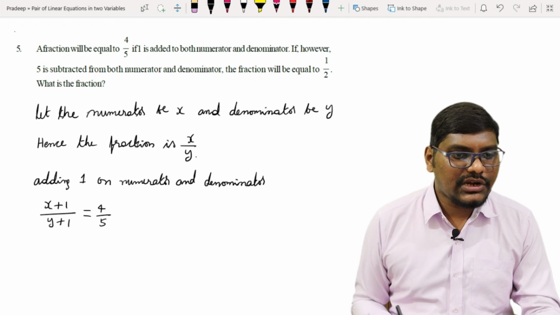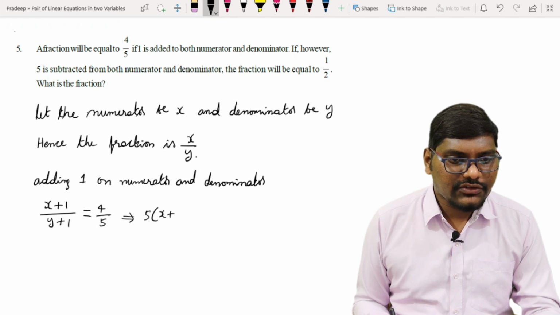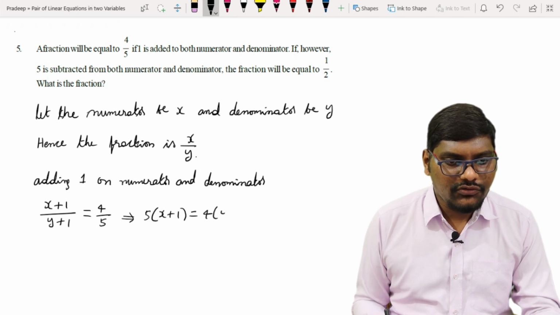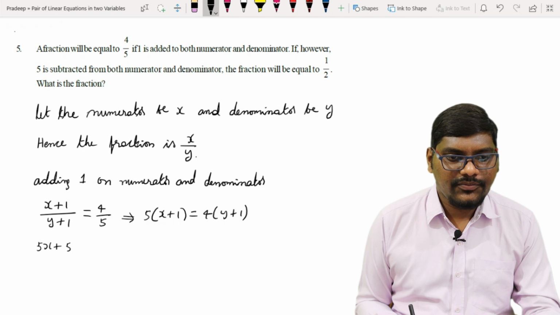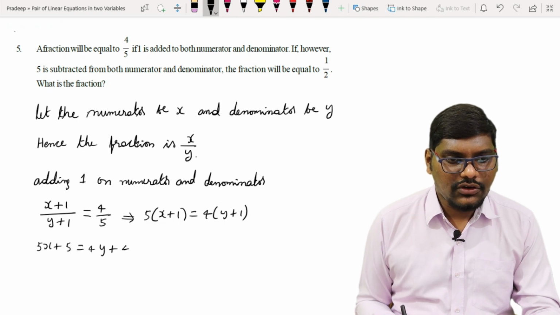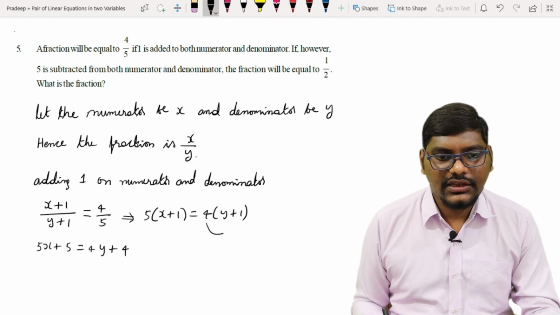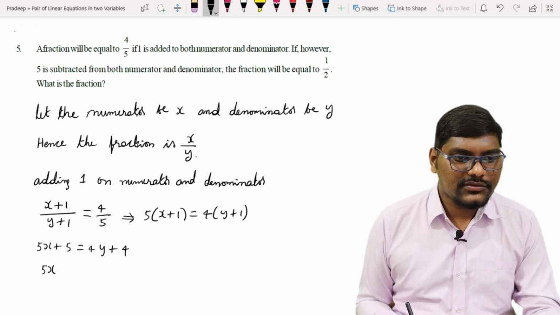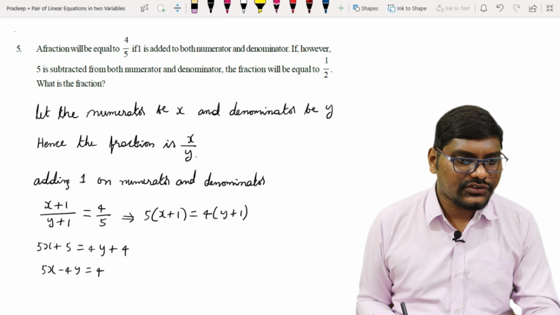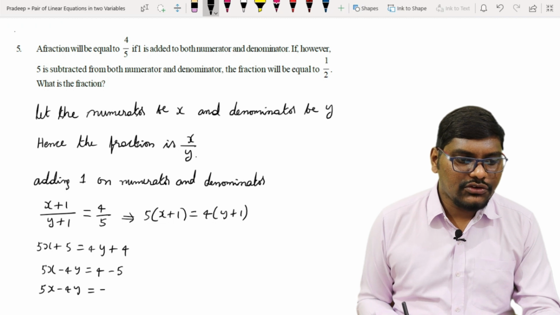So now we'll cross multiply and find the equation. We'll get 5 into (x plus 1) equal to 4 into (y plus 1). Taking the values inside, we get 5x plus 5 equal to 4y plus 4. If I bring everything to one side, that is 5x minus 4y, keeping the 4 on the same side and bringing the 5 to the other side, it becomes minus 5. So this is 5x minus 4y equal to minus 1.